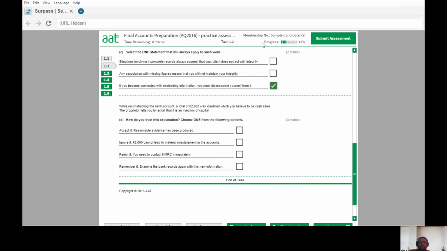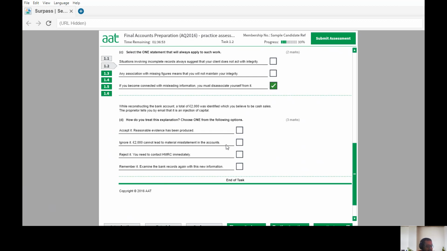The next one: while reconstructing the bank account, a total of £2,000 was identified, which you believe to be cash sales. The proprietor tells you by email that it is an injection of capital. How do you treat this explanation? Choose one from the following options. Accept it, reasonable evidence has been produced. Are you sure there's any reasonable evidence? Just by an email, somebody claiming that is capital? Ignore it, £2,000 cannot lead to material misstatement in the accounts.